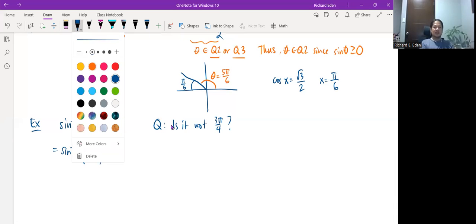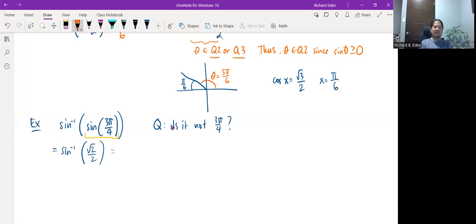Okay, now. So this is an angle theta that we're interested in. And so that means sine theta is equal to the square root of 2 over 2. This theta that we're looking for, taking everything into consideration, in which quadrant are we looking at? Well, 3 pi over 4 is in the second quadrant. But now just take sine inverse of square root of 2 over 2.